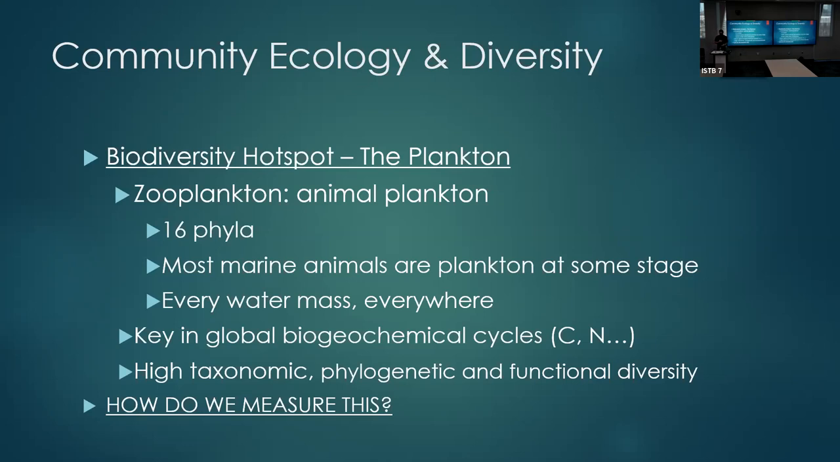And with the plankton, something happens that is key in the global biogeochemical cycle. So how the carbon and nitrogen flow through the oceans, they are the key part linking the photosynthesis and fish. So basically, the zooplankton are going to feed on these primary producers, the ones fixing the CO2, and then move it higher in the trophic level or deeper into the ocean. And the plankton has a high taxonomic, phylogenetic, and functional diversity. So we can find hundreds and hundreds of species per sample from these 16 phyla, doing many different things, from just feeding on phytoplankton to being highly specialized super carnivores feeding on other zooplankton.